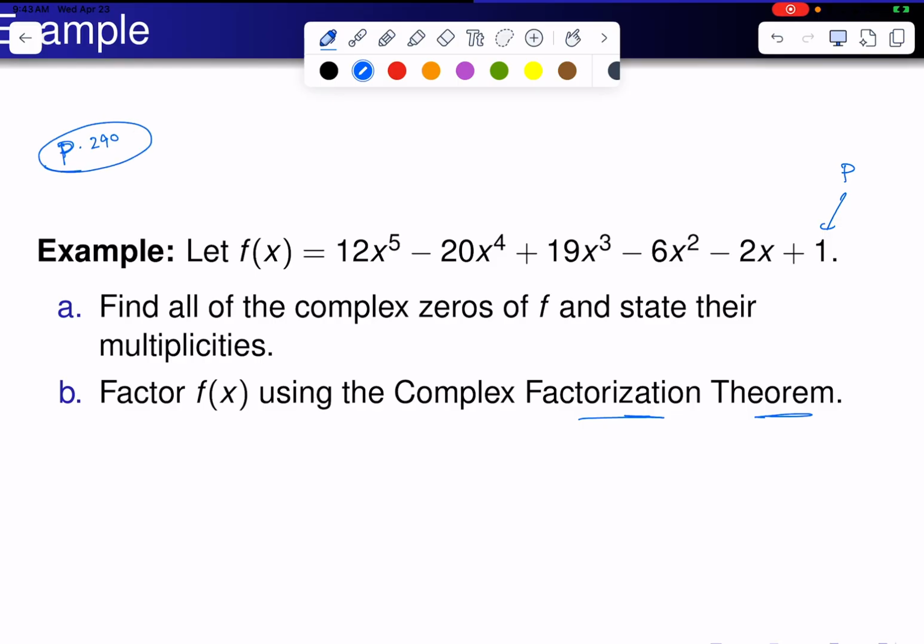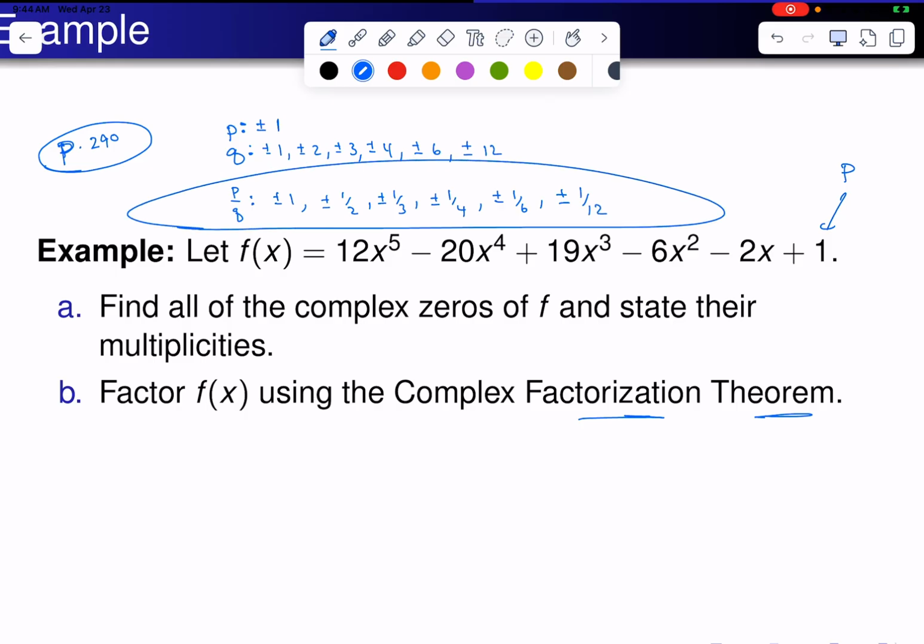I'm doing that one. P. So my P is 1. What's my Q? 12. Plus or minus 1, plus or minus 2, plus or minus 3, plus or minus 4, plus or minus 6, plus or minus 12. All right, so what are all the P over Qs? Plus or minus 1, plus or minus 1 half, plus or minus 1 third, plus or minus 1 fourth, plus or minus 1 sixth, and plus or minus what? 1 twelfth. All right, there's everything that could work right there.